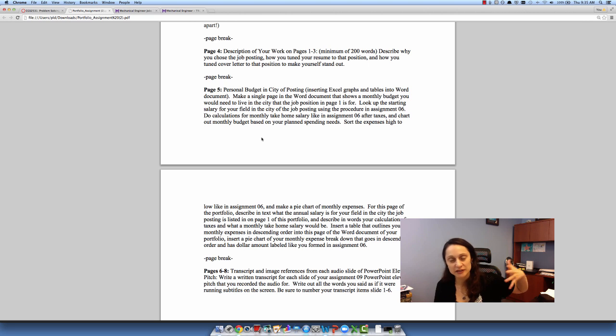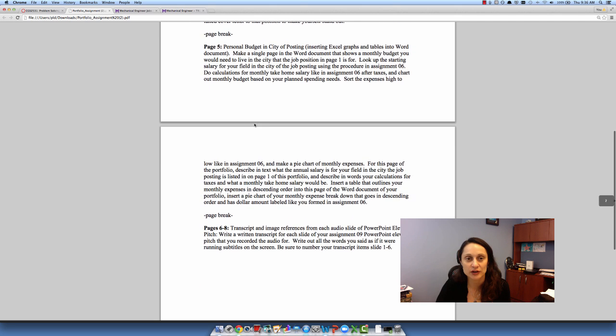Minimum of 200 words. It'll probably take you more than 200 words. But why you chose the job posting you did, and looking at them, how you tuned your resume to that position, and how you tuned your cover letter to that position to make you stand out. Similar things you've done in other assignments, we're just doing it now to a specific job posting. Put another page break in. So again, each page is a chunk of your portfolio and you need a clean page break between each one.